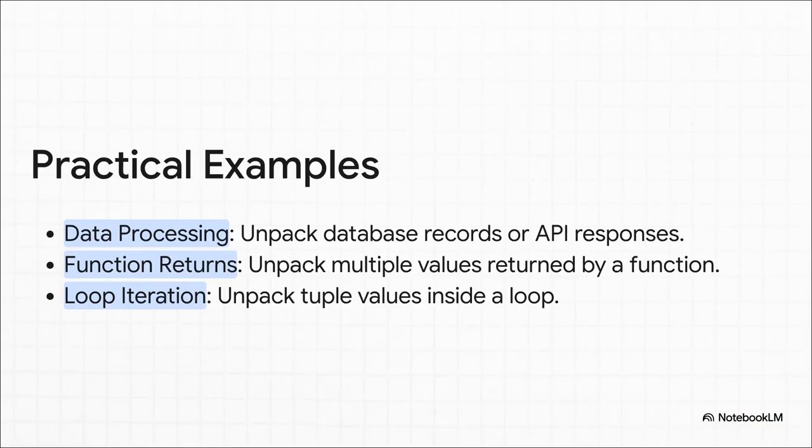Okay, think about data processing. Imagine pulling a row from a database. Instead of record[0], record[1], you can instantly unpack it into variables like id, name, and email. It's way more readable. Or what about functions that return a couple of different things? You can just assign all the results to variables in one shot. And it's amazing in loops. If you're looping over a list of tuples, you can unpack the items for each tuple right there in the loop definition. It makes for some beautifully clean code.